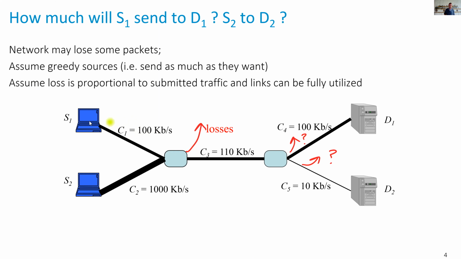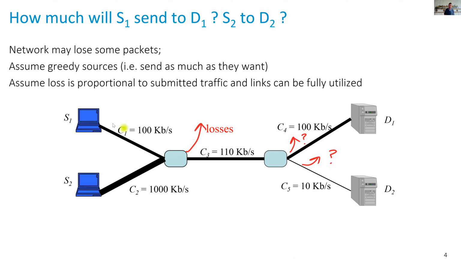Now, if S1 and S2 are greedy, that means if they send as much as they want, S1 will send at 100 kilobit per second and S2 at 1000 kilobit per second. This is exactly what happens if you do a network where there is no congestion control. You send at whatever your machine can, and here the machine can send whatever the Ethernet interface or whatever communication interface that was at that time, probably more a modem line here, is able to give you.